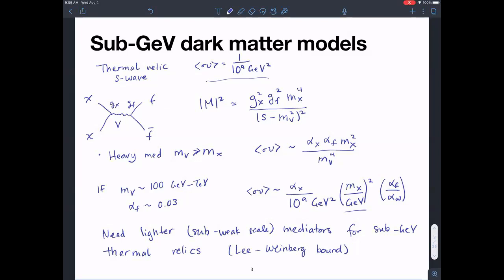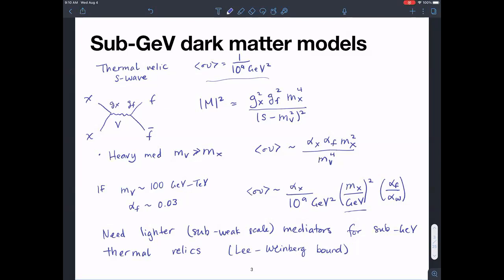And that means we need to extend the standard model with new mediators that are relatively light and relatively weakly coupled in order to evade all the existing bounds, the possibility of physics below the weak scale. Yes, question?